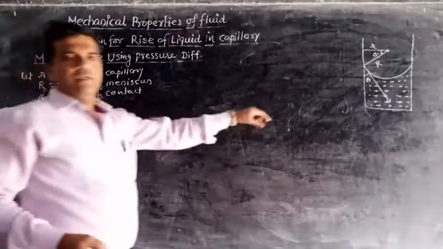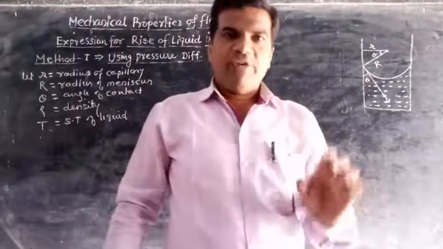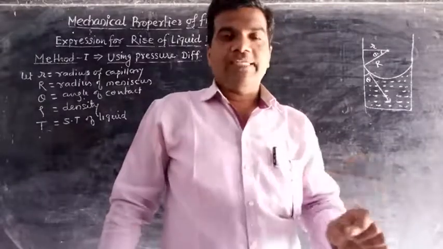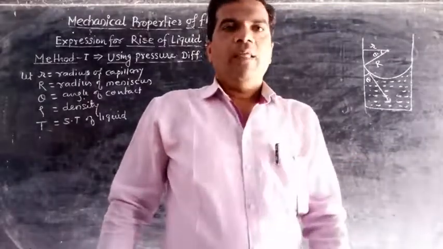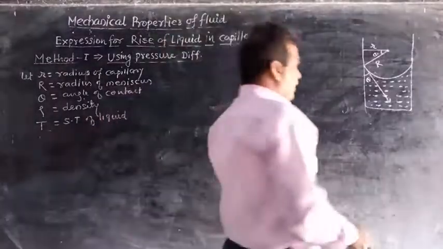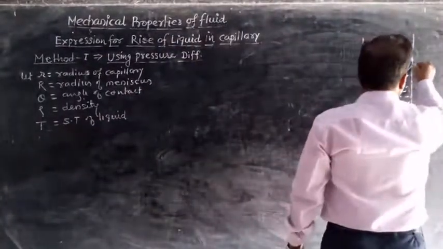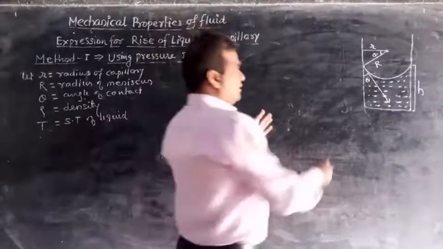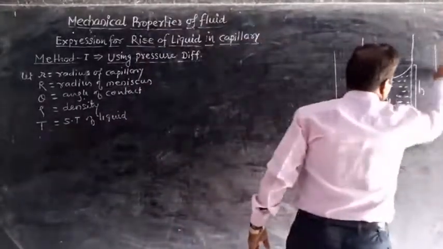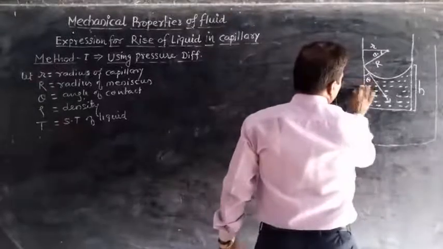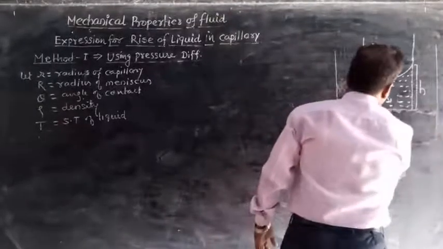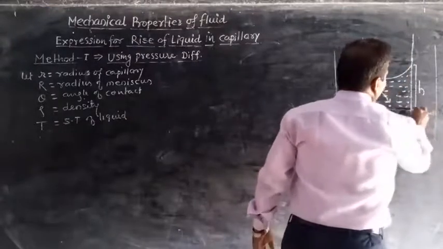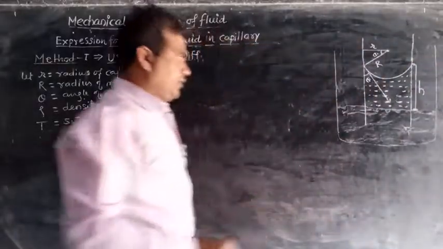Now in this case, the pressure exerted by the liquid column of height h becomes equal to the excess pressure exerted by the liquid due to the concavity of the liquid. So suppose h is the height of liquid in a beaker. This is the capillary, this is the beaker, and this capillary is dipped inside this beaker, and the liquid rises up to height h.